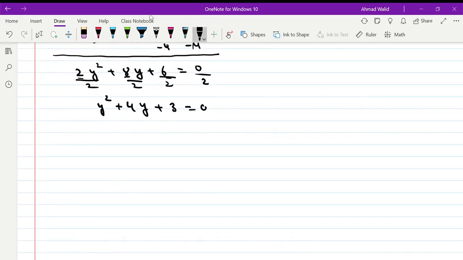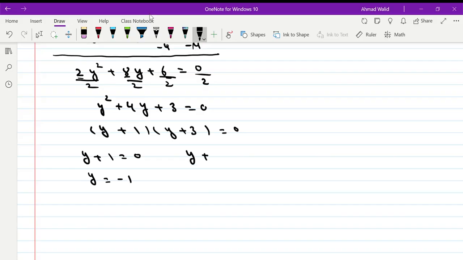Can we factor? Let's try. Yes, 3 and 1, right? The factors are 3 and 1. Y plus 1 and y plus 3 equals 0. Set each parenthesis equal to 0. Y plus 1 equals 0, it means y equals negative 1. And y plus 3 equals 0, it means y equals negative 3.